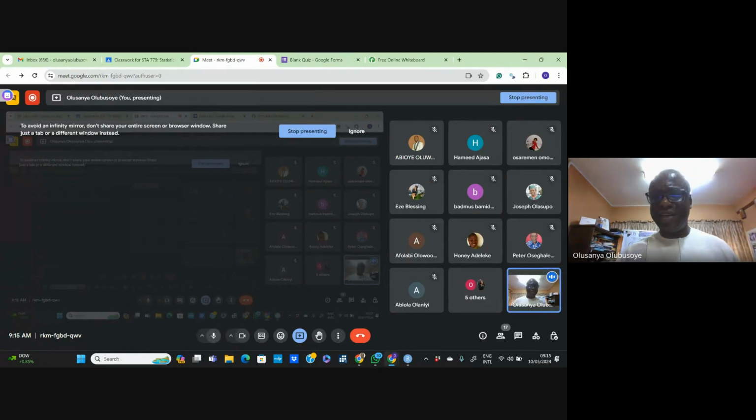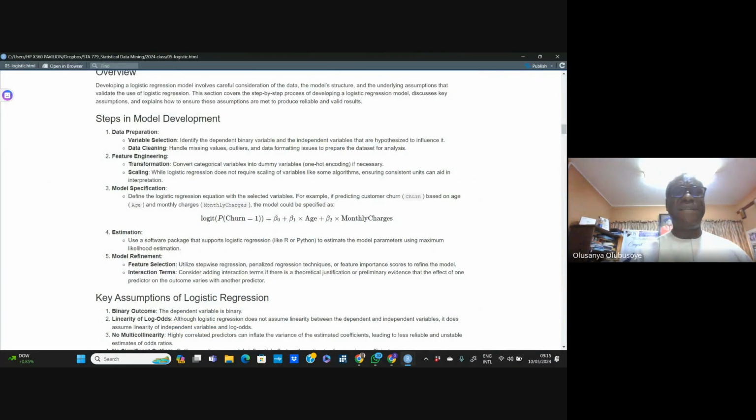So sorry for that. So data preparation involves variable selection and data cleaning. Then two, you now do the feature engineering. Feature engineering involves transformation. That is, you now have to convert the categorical variable into dummy variables.